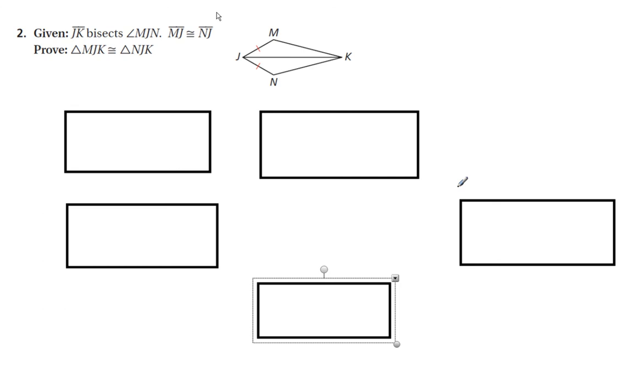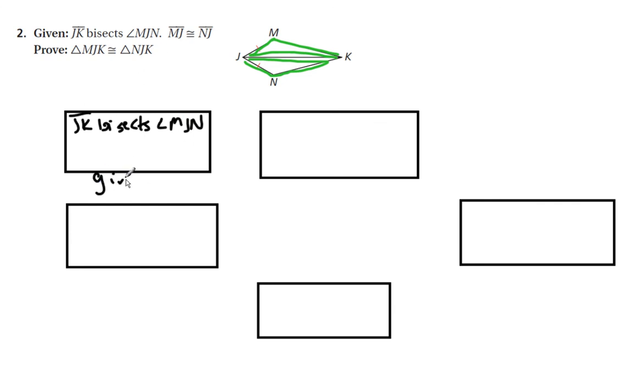Okay, question 2. We needed a flowchart for this one. It's given to us that JK bisects angle MJN. Oh, I need to draw triangles. Come on, go faster. Alright, start with the givens. JK bisects MJN. Given. It's also given that MJ equals NJ, as indicated there. So that gives us one side. So we just need to establish two other pieces of information.